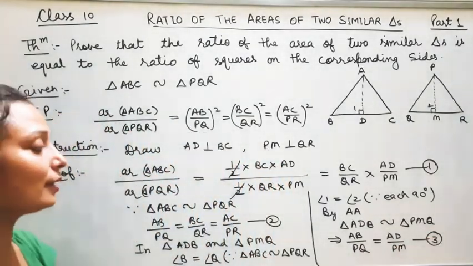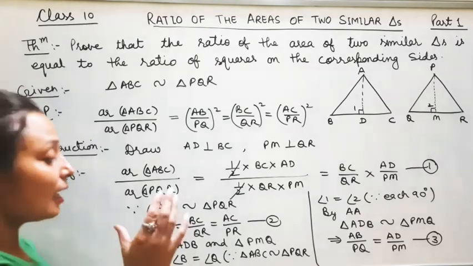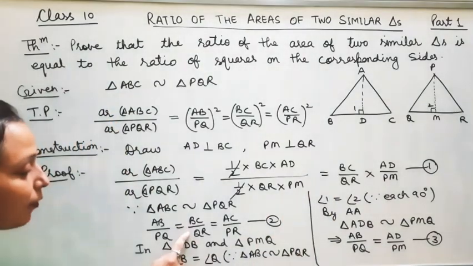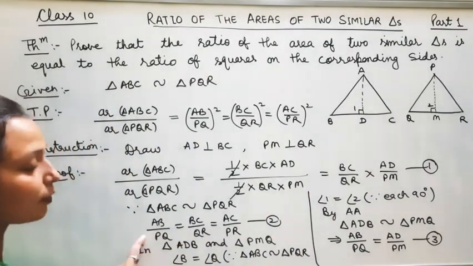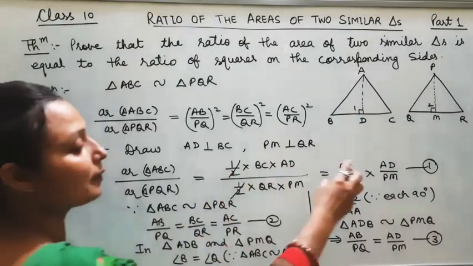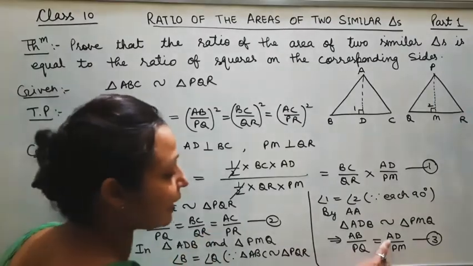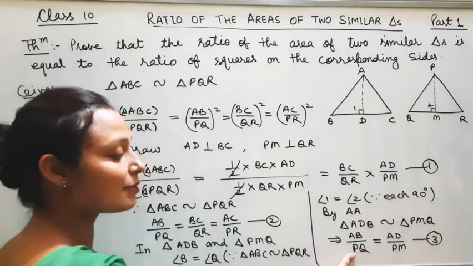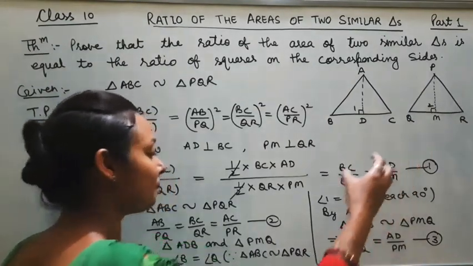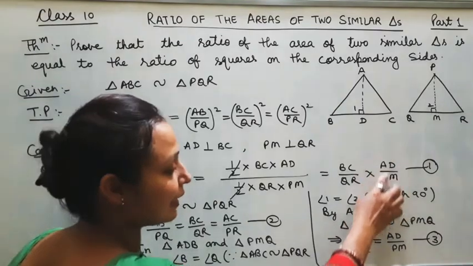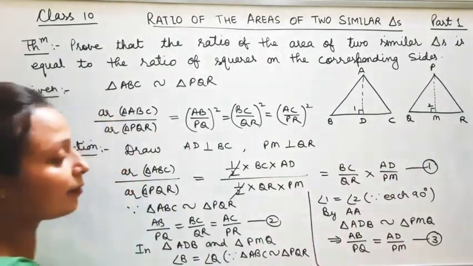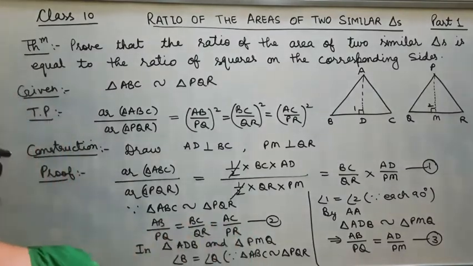Now from 1, 2 and 3, I will work from this side. See equation 1, BC upon QR. BC upon QR is equal to AB upon PQ. I will replace BC upon QR by AB upon PQ here. And AD upon PN is again equal to AB upon PQ, so I will replace AD upon PN by AB upon PQ, so that both values are in the same proportions.